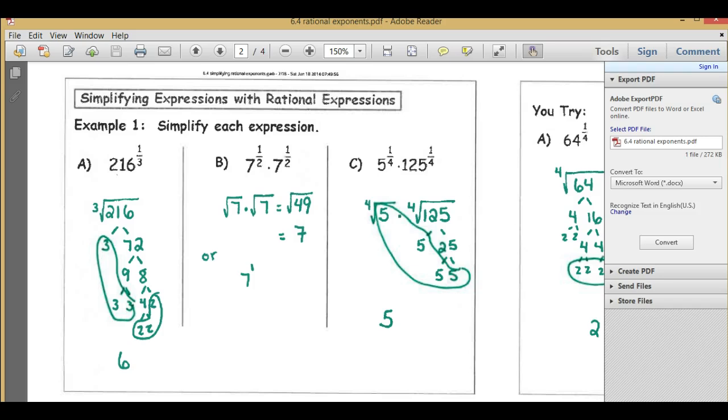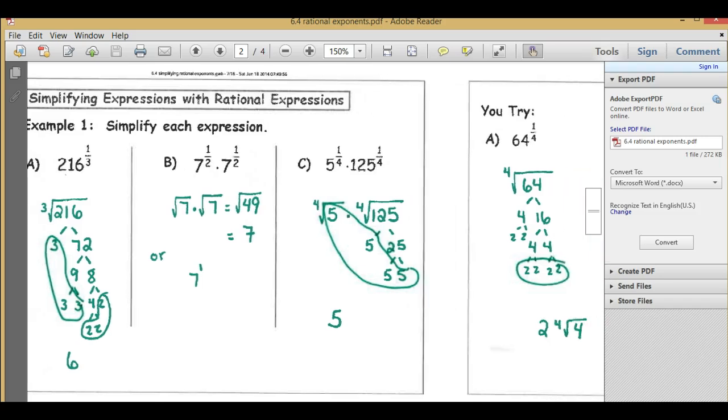Okay, but make sure you can convert it from the exponent to the radical. So again, square root is the half, 1/3 is the cube root, anything like that. Next one, again, is for you to try on your own, so please try those. Pause the video, try them on your own, see how you do, and then look at my answers.